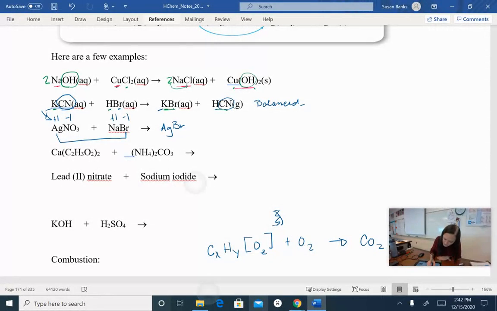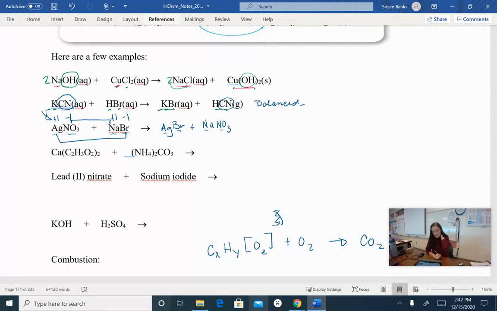Now our other positive is sodium. The only other negative that it can bind with is nitrate. Sodium is a positive 1, nitrate is a negative 1, so we need a 1-to-1 ratio for this as well. Sodium plus 1 plus a negative 1 nitrate equals 0. Okay, so always do your skeleton first. There's our skeleton. Now we're going to balance it. 1 sodium, we're okay. 1 nitrate group, we're okay. 1 silver and 1 bromine. Okay, we're good.